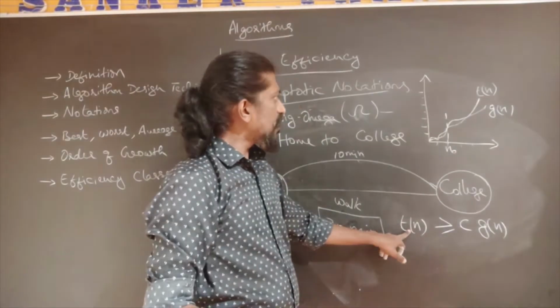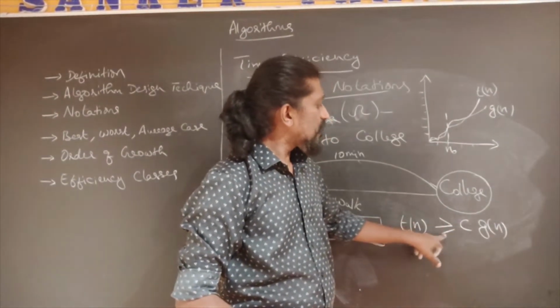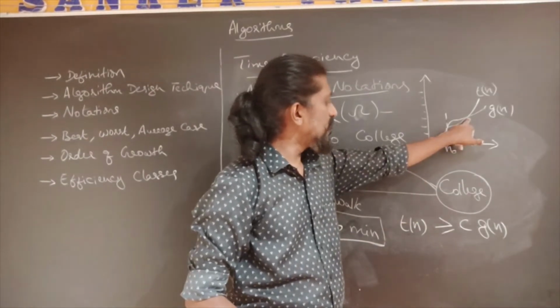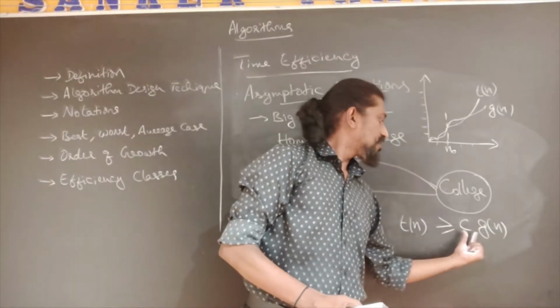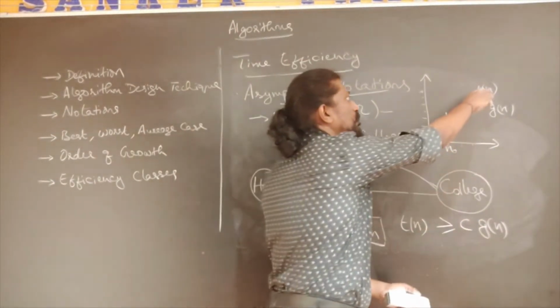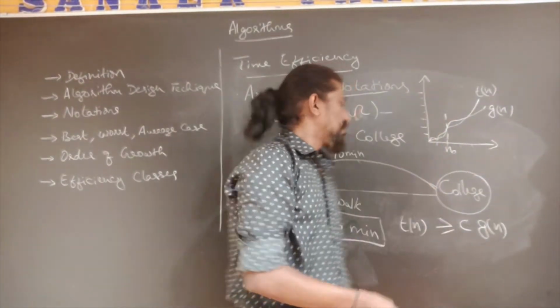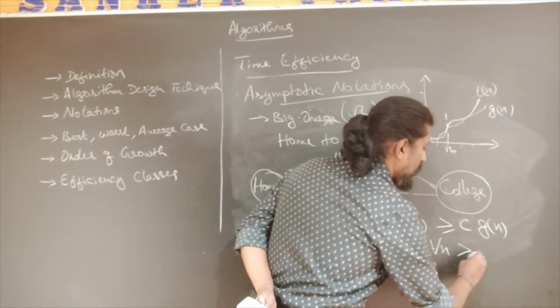Okay, so therefore here we are telling the time taken t of n will always be greater than, or it may be equal to, g of n multiplied by some constant, so that the curve can move to fit t of n as close as possible. That is, c into g of n for all n greater than or equal to n naught.